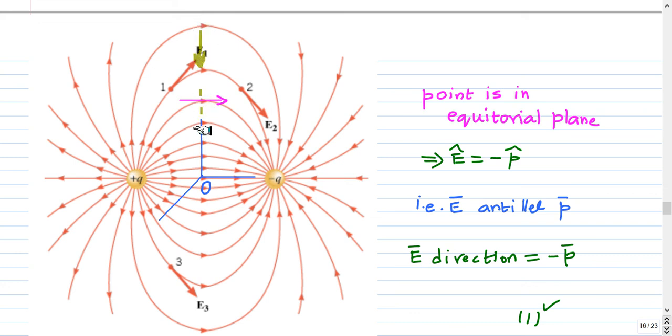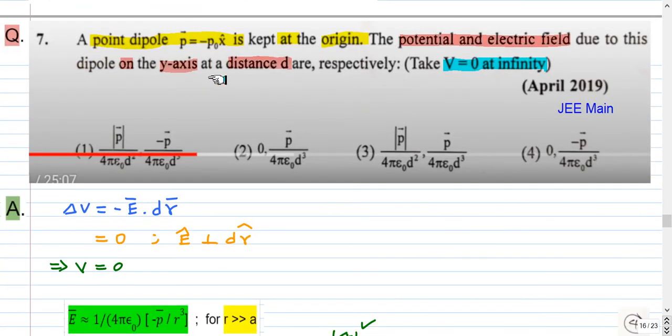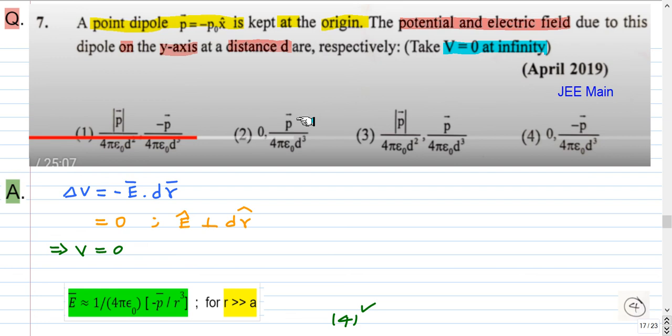Another way of getting this answer is that any point of the equatorial plane is equidistant from the positive charge and the negative charge. So potential due to the positive charge will be the charge q divided by the distance, and potential due to the negative charge will be minus q divided by the distance. Distance is the same because we are in the equatorial plane. So the net potential will be 0. So potential for the points will be 0. So V is 0.